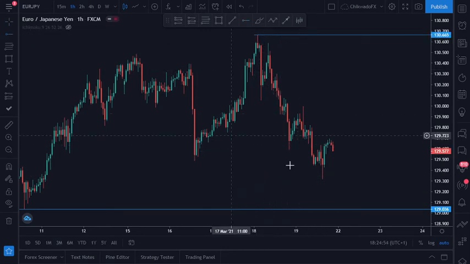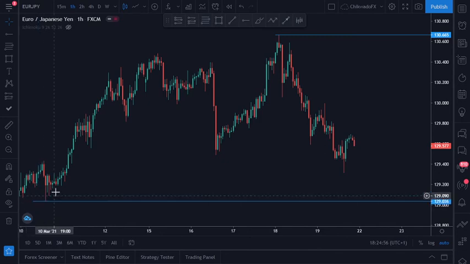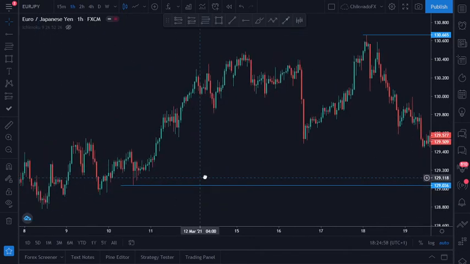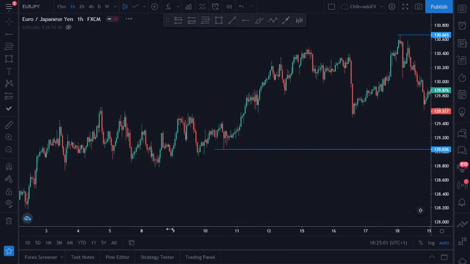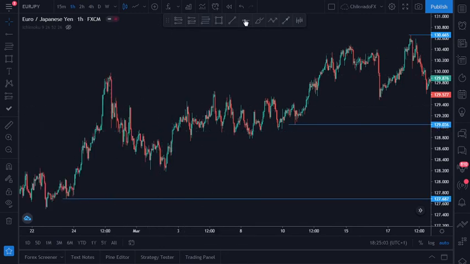So right now, this is what the market looks like. This is the most recent low. This is the major low in the market, because it bettered the break of this structure here.